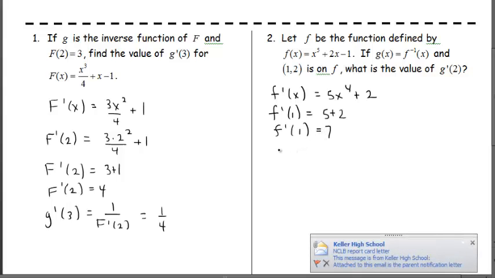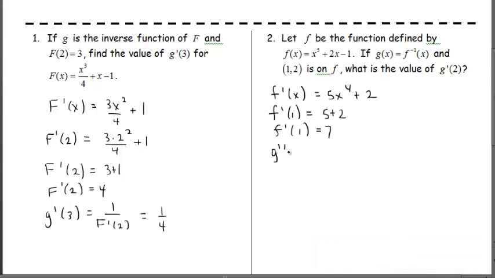Easy enough. The slope is 7 on f, so the reciprocal slope is 1/7. So g prime of 2 is the reciprocal of f prime of 1. So g prime of 2 is 1/7.